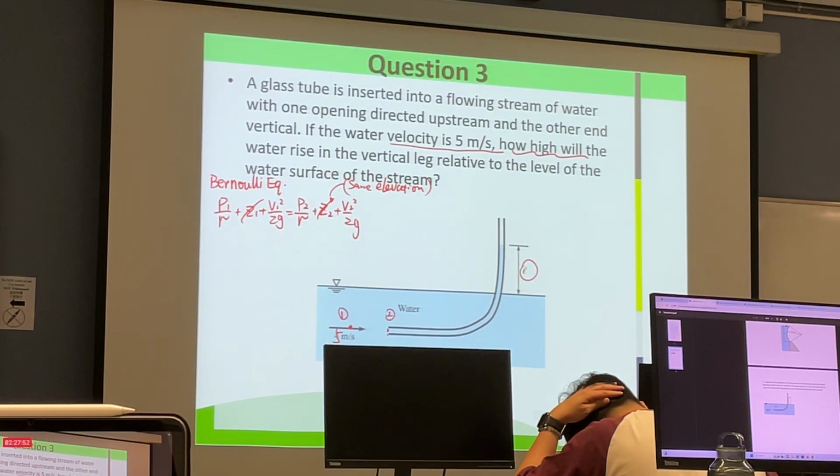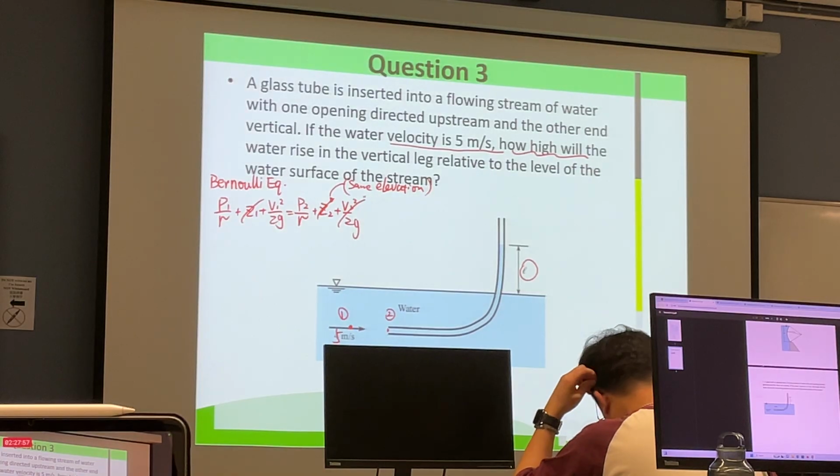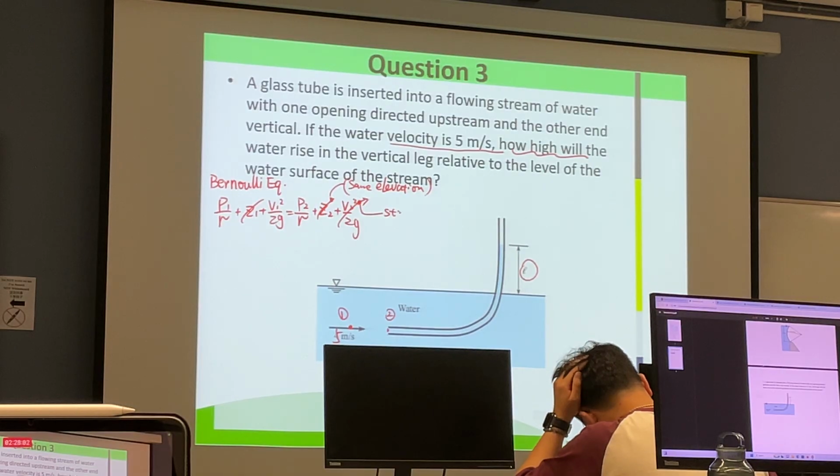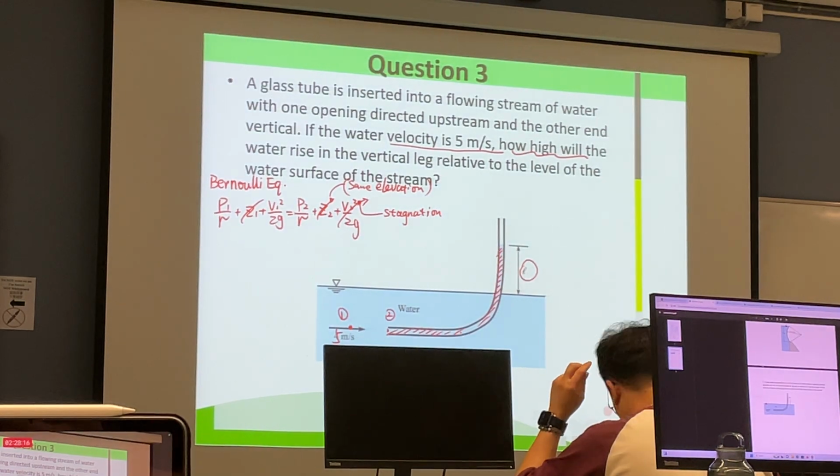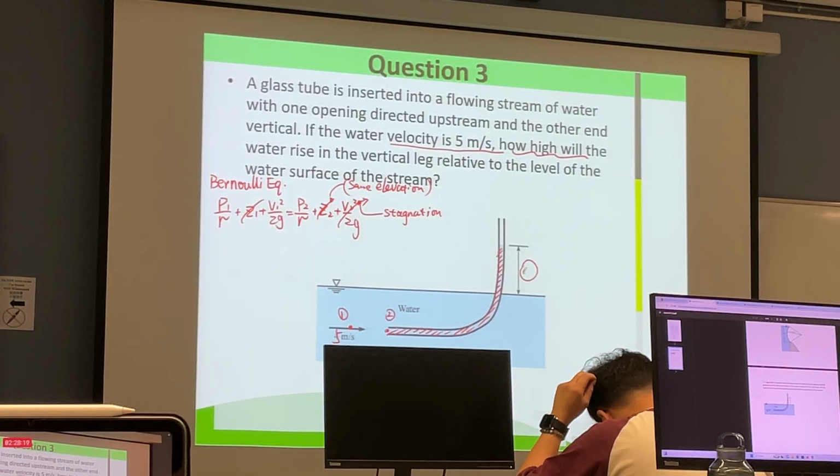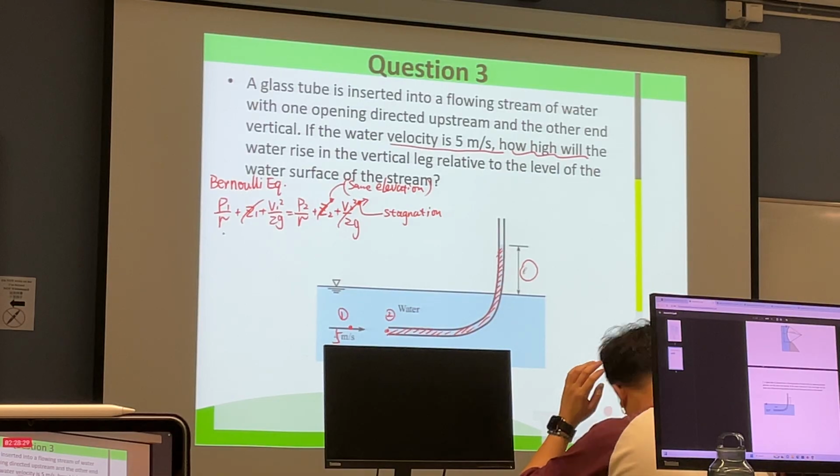V2 is static, a stagnation point, so that term cancels. It is 0. This is because V2 is a stagnation point. V2 is static because it is in front of, or on the interface between, the flowing fluid and the stationary fluid in the tube, so V2 is 0 velocity here. So this equation can be simplified.